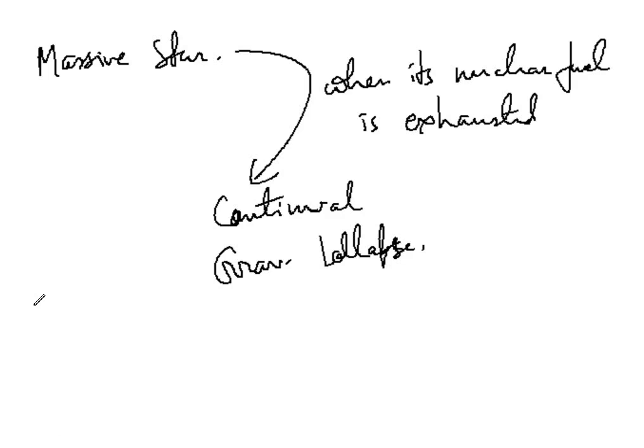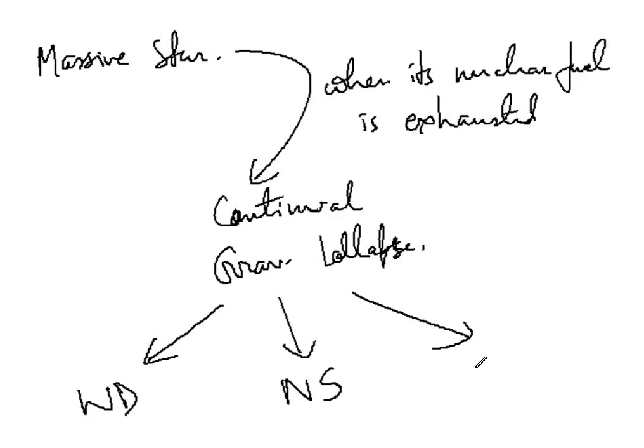Now you see, there are three types of super dense compact objects that can be found when such a thing happens. Three types. What are they? The first is the white dwarf, the second is the neutron star, and the third one is the black hole. Okay, now let's start with the white dwarfs.